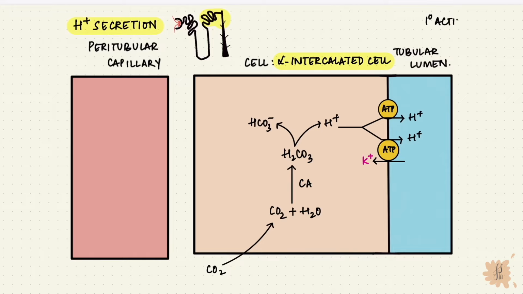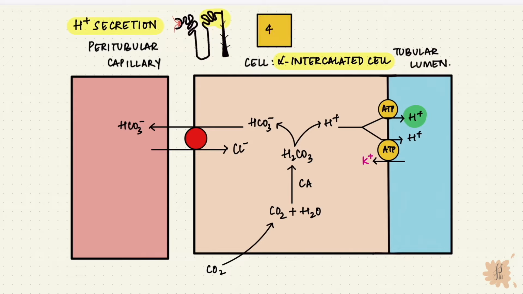This is primary active transport because it uses ATP, versus the PCT, where hydrogen was secreted as a part of secondary active transport. And here the bicarbonate gets reabsorbed in exchange for chloride. When the secreted hydrogen ions are more than the bicarbonate in the filtrate, excreting it as an ion itself will lower the urinary pH. That number can go down to as low as 4.4. This is the limiting pH. It cannot go lower than that.